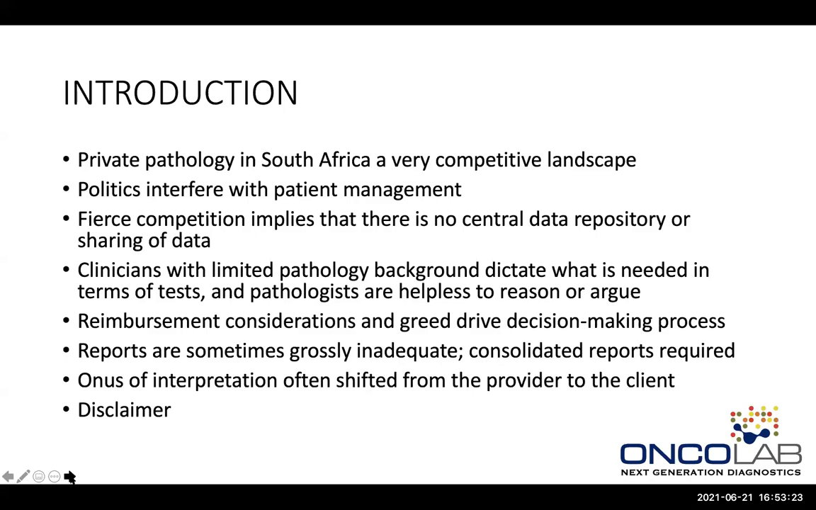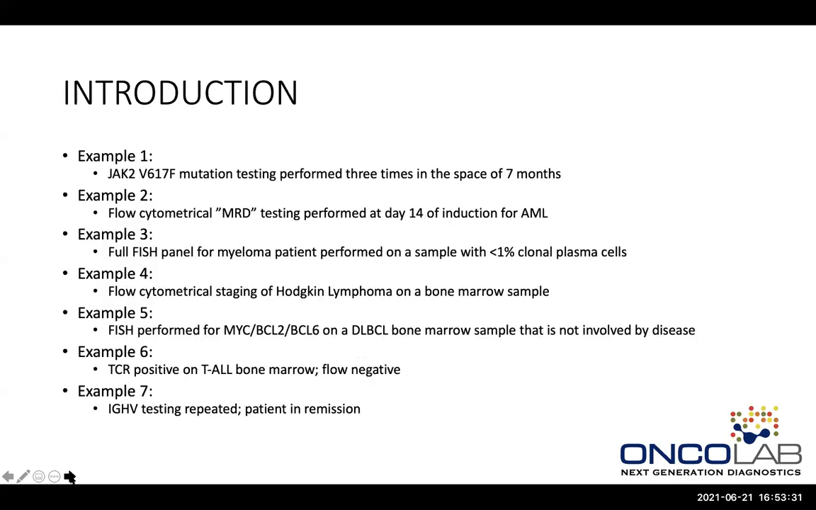And I would like to put a disclaimer in here that many of the things I mention now happen in my own lab. I'm as guilty of this. So the first example, a patient with erythrocytosis, JAK2 V617F mutation, was tested 3 times in the space of 7 months. This with the same lab. The lab will not query it. They will test again and again and again as long as you send them samples. All of them were negative.